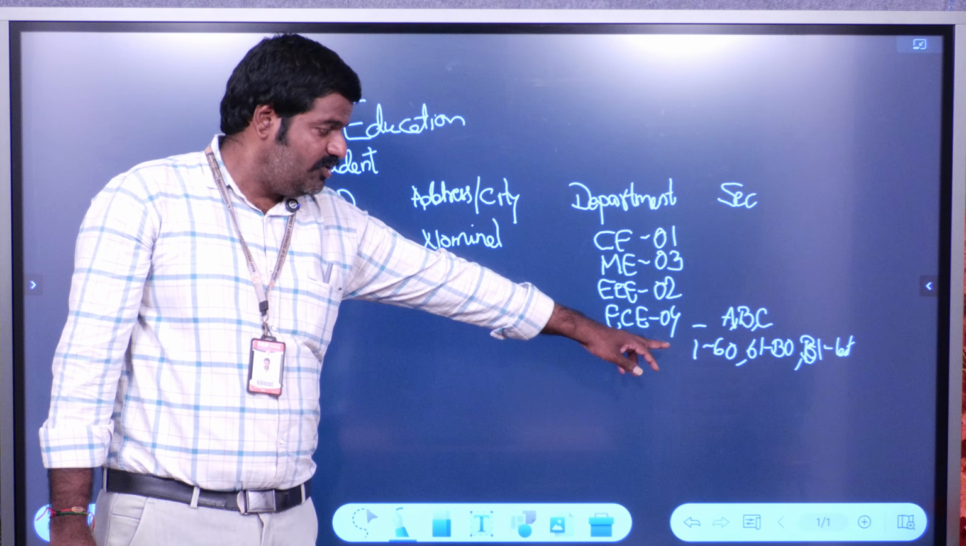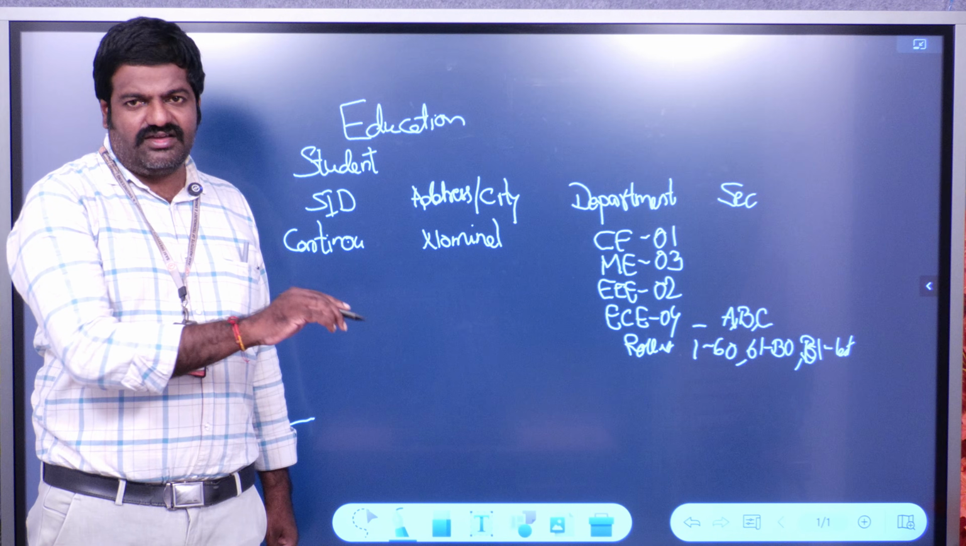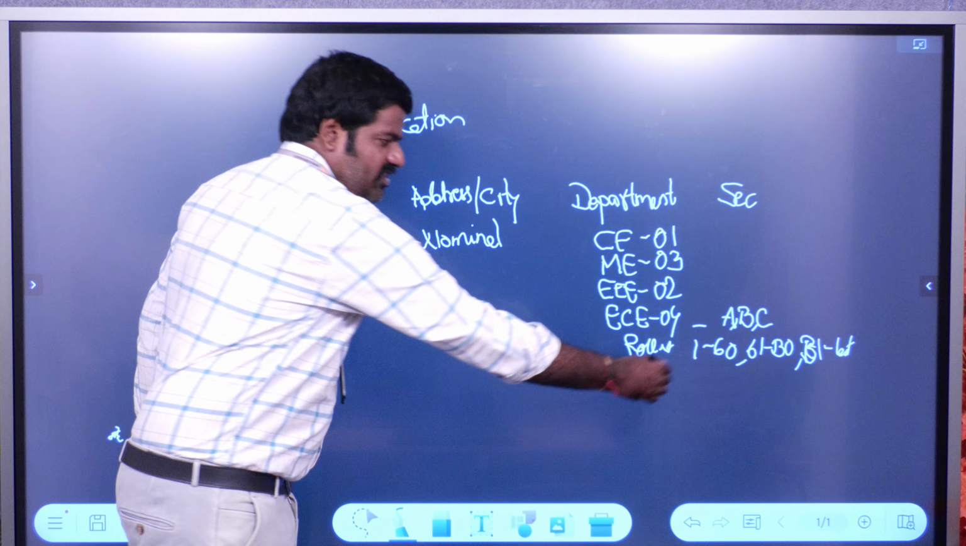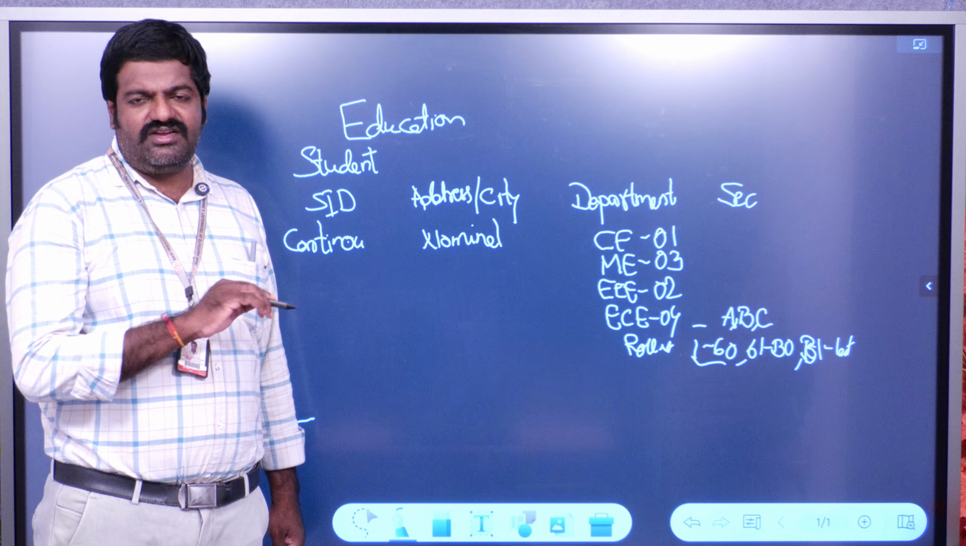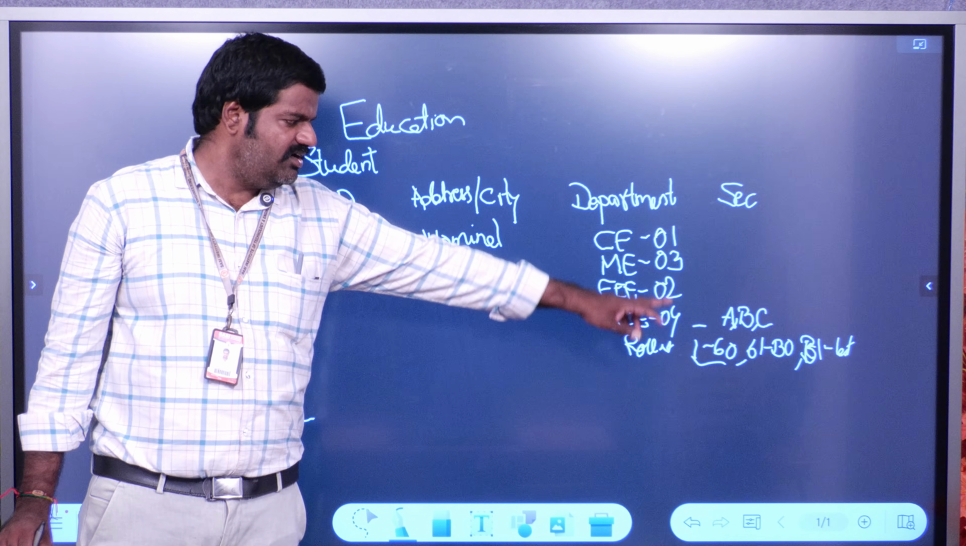And what about roll numbers 1 to 60, or 61 to 120? What type of data is this? Here it is interval, because we have a range of values, 1 to 60. So that is interval data. This is the difference between interval and ordinal data.